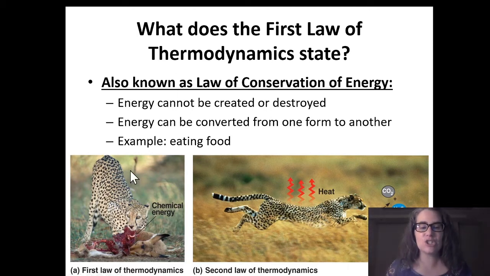So if we see this cheetah, like any living thing, it is eating chemical energy in its prey item, and then converting that chemical energy into energy of motion or heat energy as it heats up its body, these kinds of activities. So this is the first law of thermodynamics. Energy cannot be created or destroyed, but can be converted from one form to another.